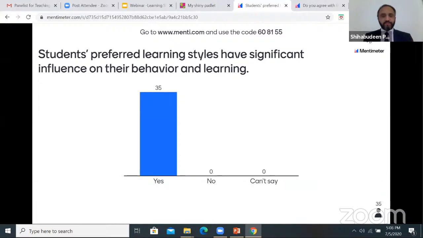34 participants have replied or given an answer. They all agree with this statement that learning styles have significant influence on their behavior and learning.